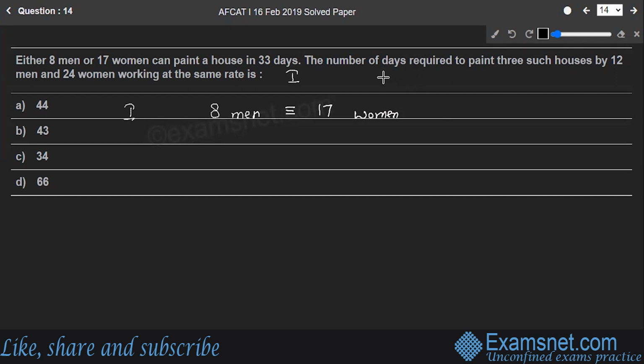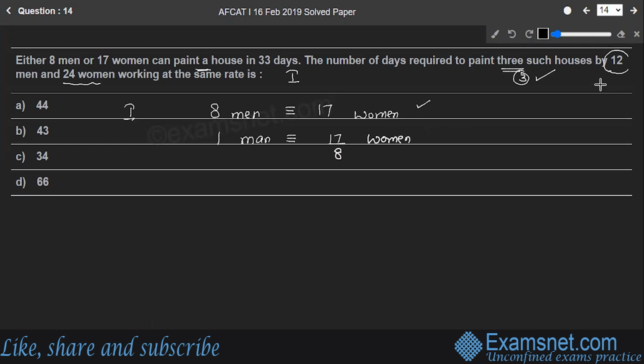First thing. Secondly, the number of days required to paint 3 such houses. So here is 1 house and here we have to paint 3 houses. And this time the labor will include 12 men and 24 women. Okay. So this is the second case. Let's go with the first one again. 8 men were equivalent to 17 women. That means 1 man is equivalent to 17 by 8 women.